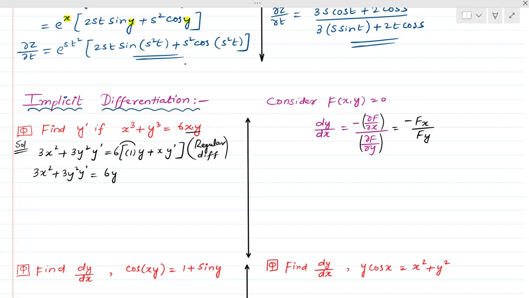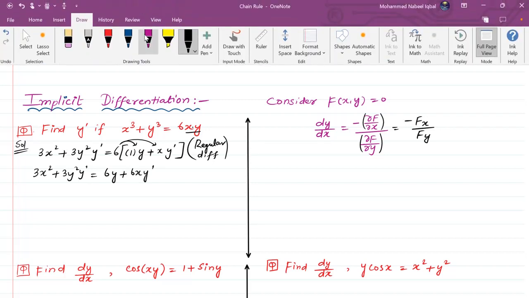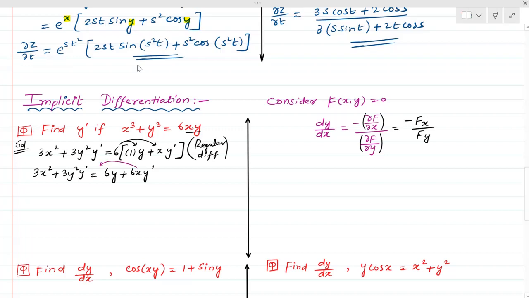I multiply inside. So what happened? Plus 6x y prime. So move the y prime terms to one side. So y prime is a constant, times 3y square. This is done. If you move this here, change of sign, minus 6x, equal to 6y will be the same. If you move this one to that side, it becomes minus 3x square.